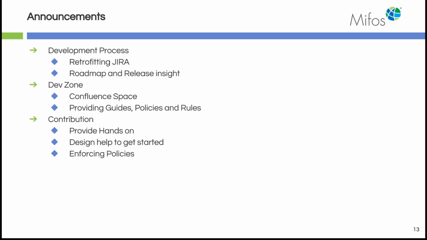Then we're currently thinking about creating something like a dev zone, a separate Confluence space where we put all the guidelines and policies and rules we already have and hopefully will have in the future, all in one place, so that you can simply see what we're expecting, what we are doing, why we decided to choose some particular framework, or why we follow some particular patterns.